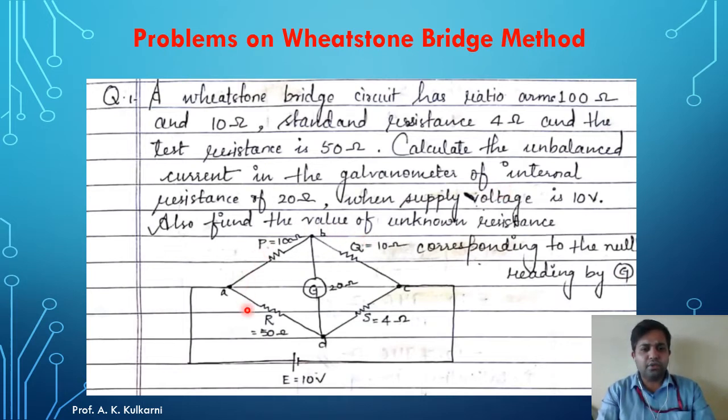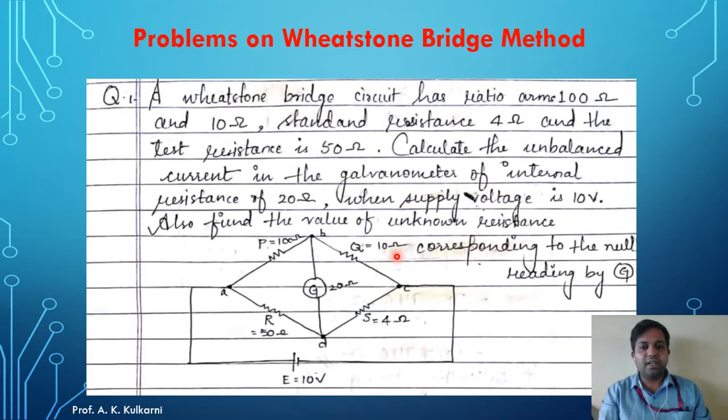Okay, so as we know, this is the circuit diagram meant for the Wheatstone bridge method. Here he mentioned the ratio arms are 100 ohm and 10 ohm respectively. What are the ratio arms? As we know, P and Q are the ratio arms. S represents the standard resistance arm and R is the unknown resistance. Accordingly, we are going to substitute the values of each arm's resistance. So P is 100 ohm, Q is 10 ohm.